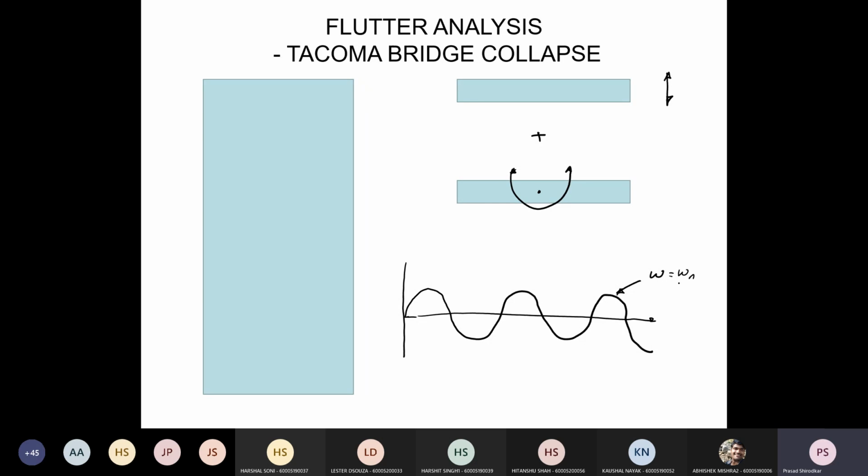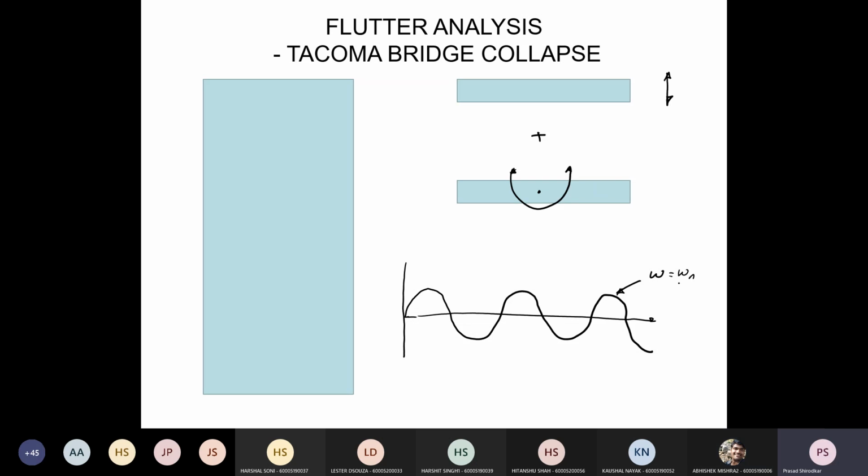When the forcing frequency becomes equal to the natural frequency, we get what we just described, called resonance. And when the system vibrates at resonance, the amplitude of vibration is very high. You get the maximum amplitude of vibration in such a condition.